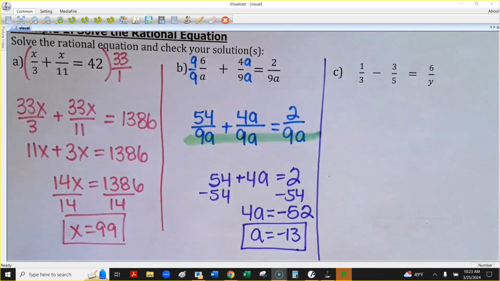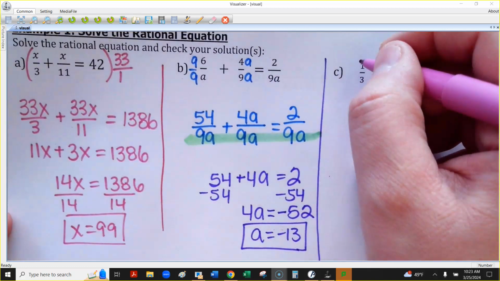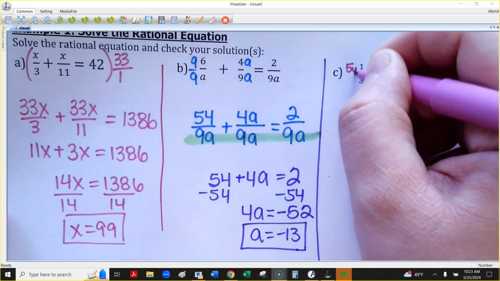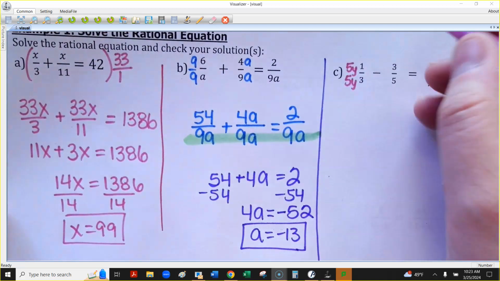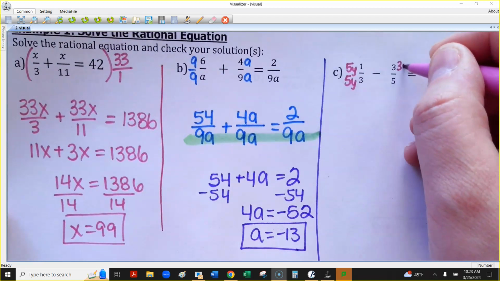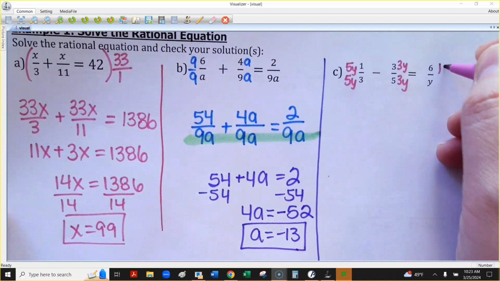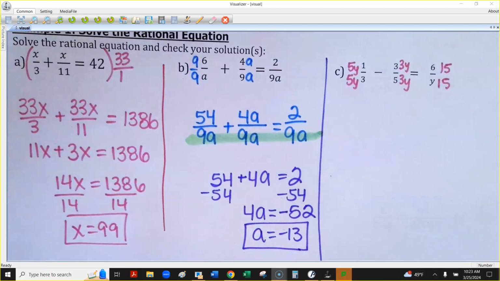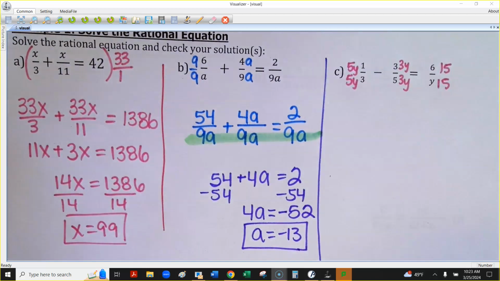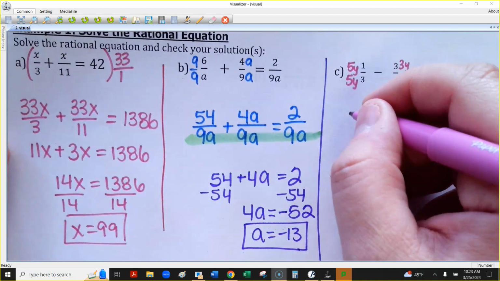15y. Okay, so to get that to happen here, I need 5y, top and bottom of the first fraction. The second fraction, I would need a 3y, top and bottom. And the third fraction, I would need a 15. So then they'd all have 15y in the denominator.